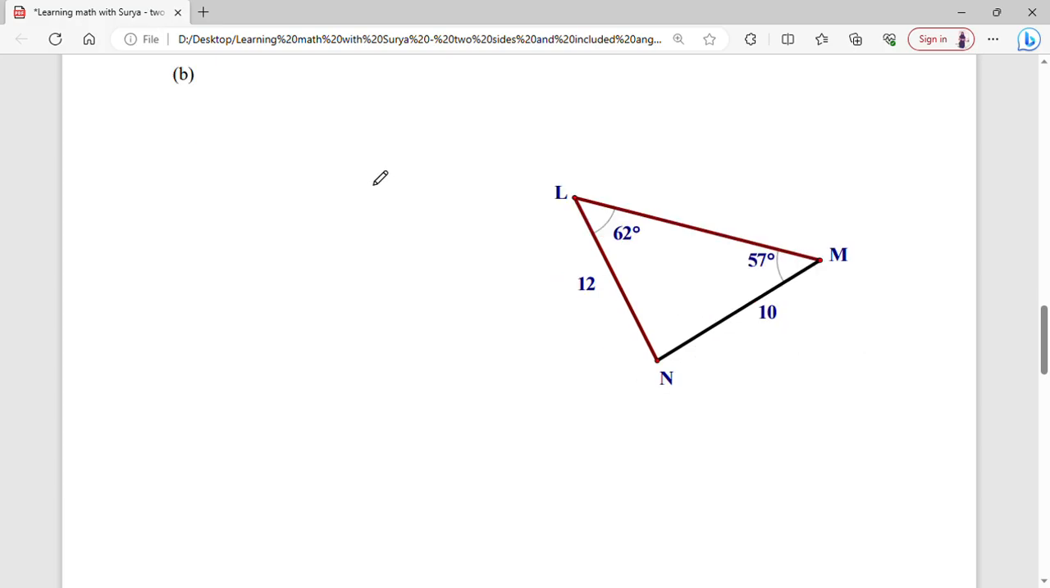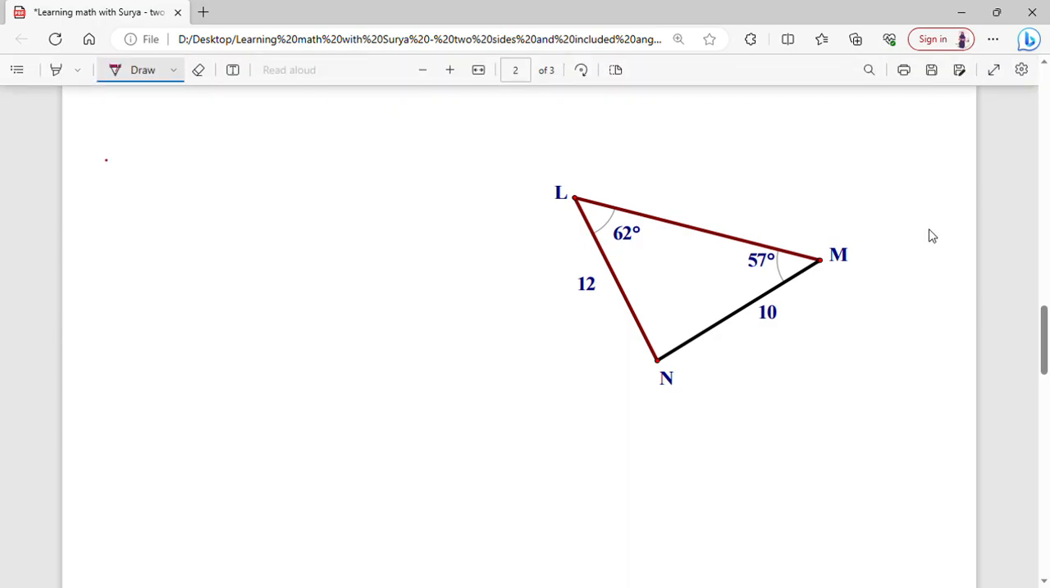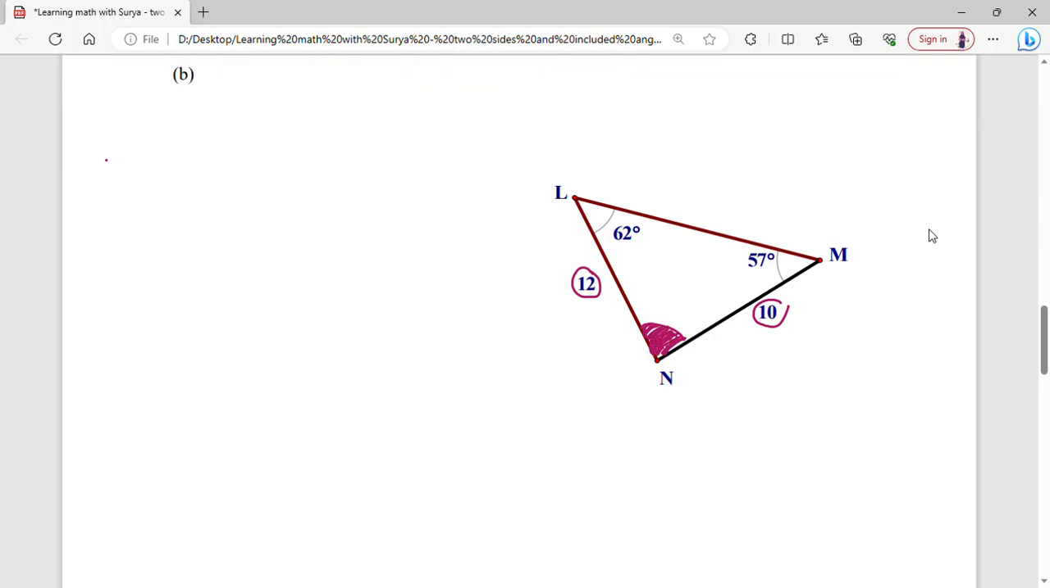Now, this question where you have to find the area really needs your understanding. You have these two sides, 12 and 10. Neither 62 nor 57 is the included angle. It is this angle which is included. So, I need to first find out what is this angle N.